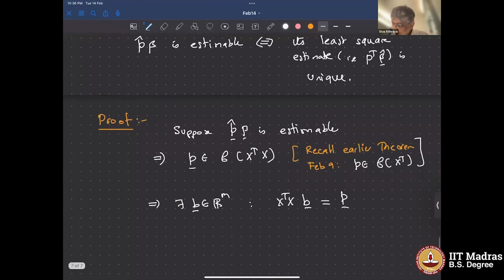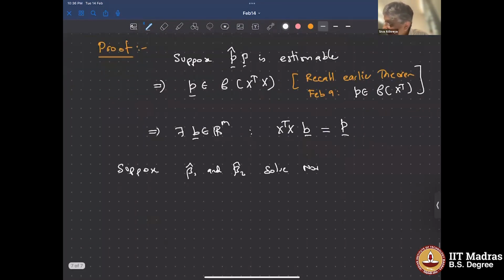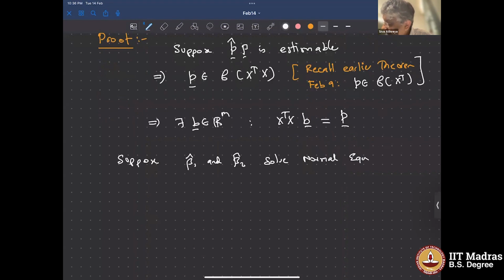Now let's argue by contradiction. Suppose there are two beta hats, that is, beta 1 hat and beta 2 hat, and let's say they solve the normal equation X transpose X beta = X transpose Y. Let's say you have two solutions. Let's call this dagger.